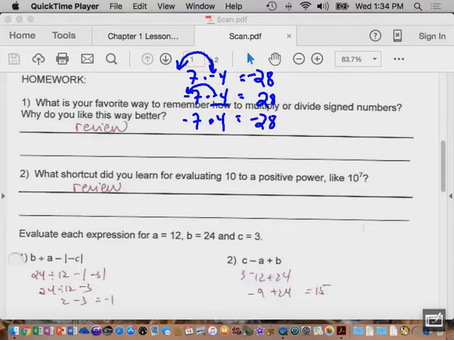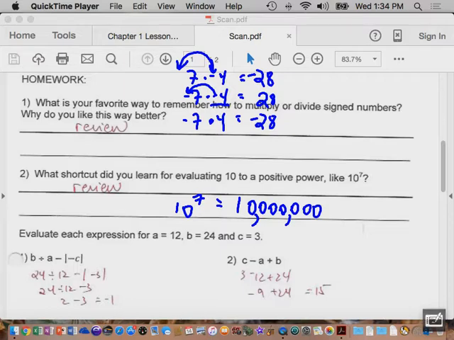God bless. What shortcut did you learn for evaluating 10 to a positive power like 10 to the 7th? So what's the answer for 10 to the 7th? We did this yesterday. The answer is going to be a 1, and then what goes after the 1? 7 zeros. Very good. 1, 2, 3, 4, 5, 6, 7. So I get 10 million. All right? Any questions? No. All right.